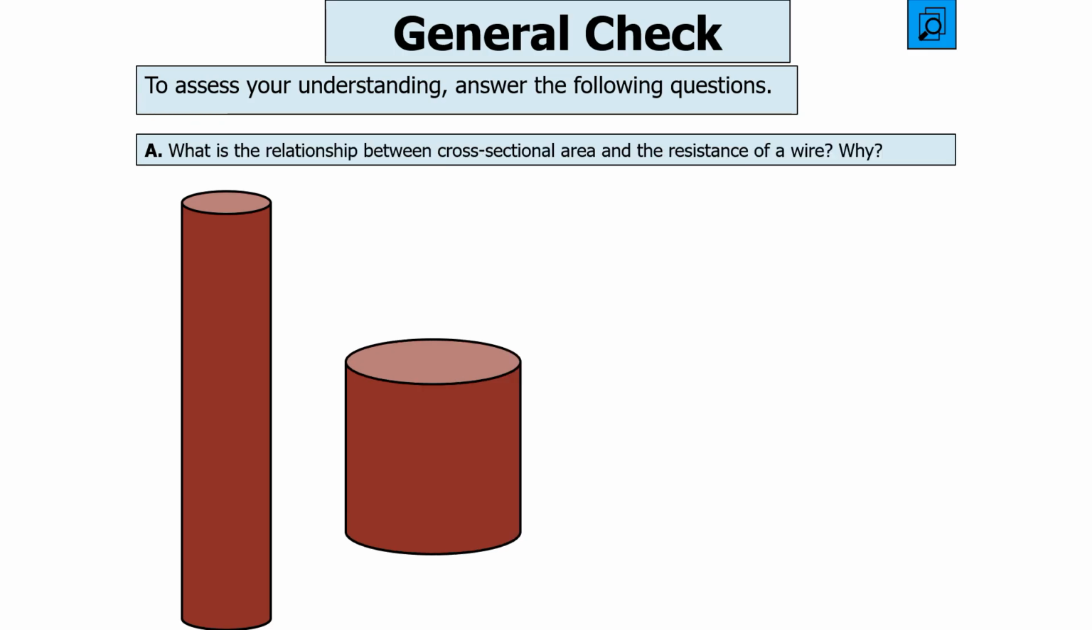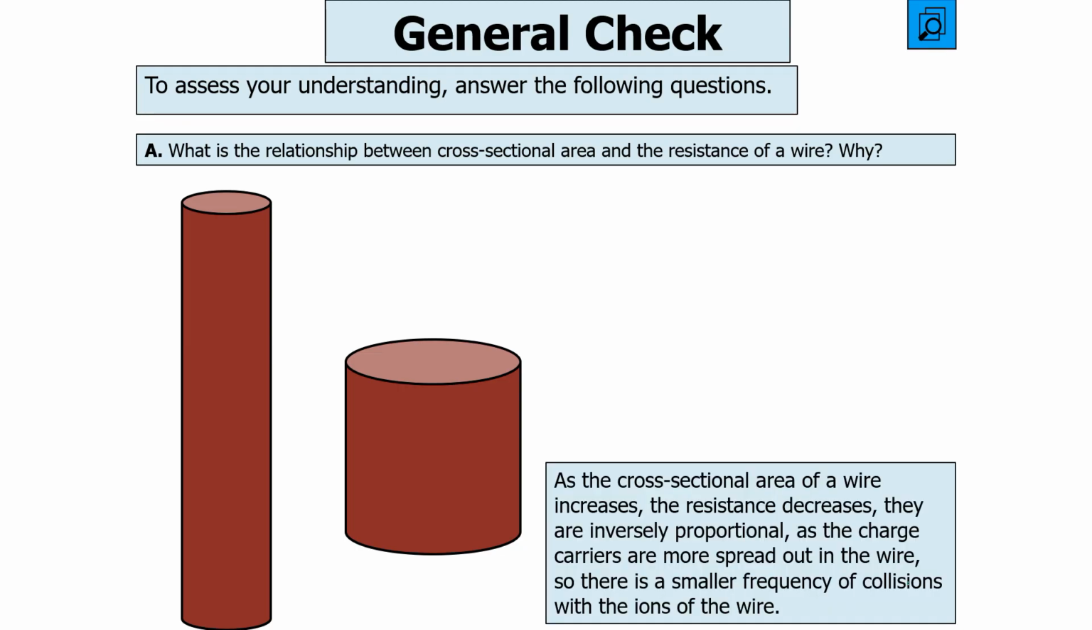So, what is the relationship here between the cross-sectional area and the resistance of a wire, and why? So pause the video now, then unpause the video when you want to go through your answer. Now, as the cross-sectional area of a wire increases, the resistance decreases. They are inversely proportional, as the charge carriers are more spread out in the wire, so there is a smaller frequency of collisions with the ions of the wire.